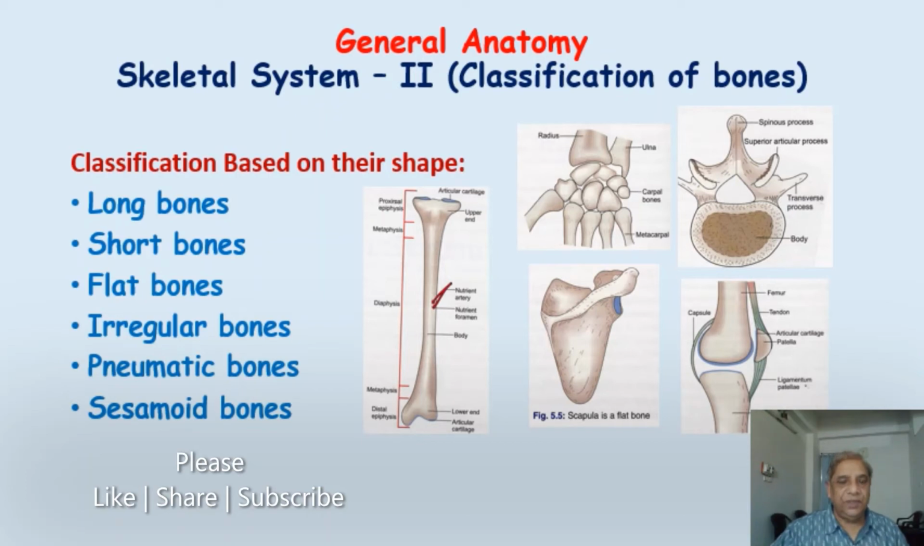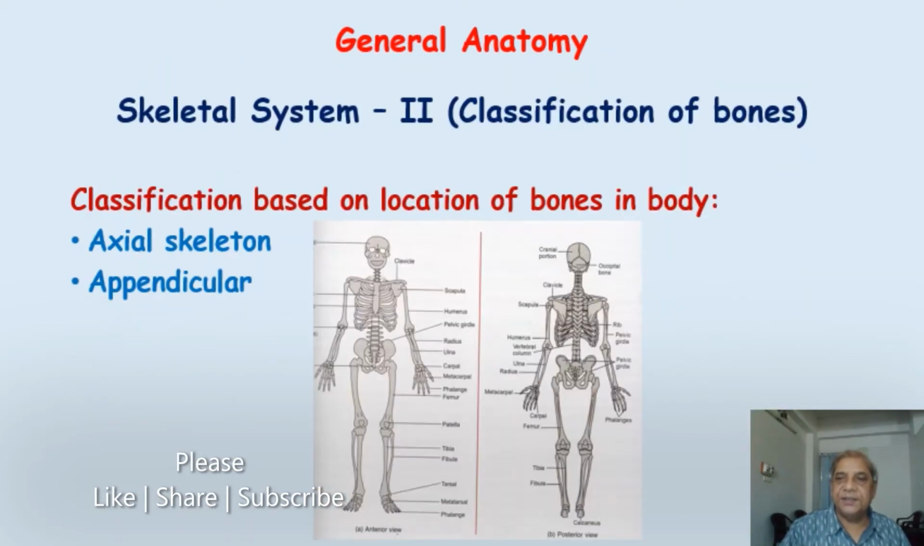Now, if we move to the next slide here, we will see that bones can also be classified based on the location of these bones in the body, and this I have already covered in the last lecture, the first lecture on the skeletal system. And this is the axial skeleton and appendicular skeleton. That means the bones in our body are classified in two different ways.